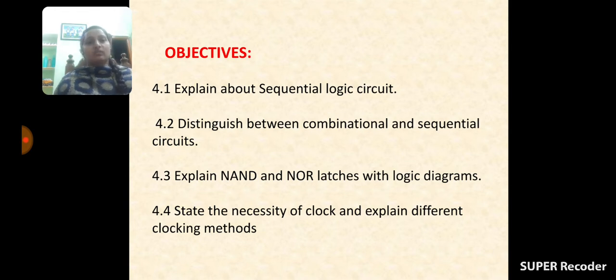In today's topic, sequential logic circuits, we will cover the main differences between combinational and sequential logic circuits, the basic elements in sequential logic circuits, which are the NAND latch and NOR latch, the necessity or need of a clock, and also different clocking methods. Now we are going to discuss these topics.